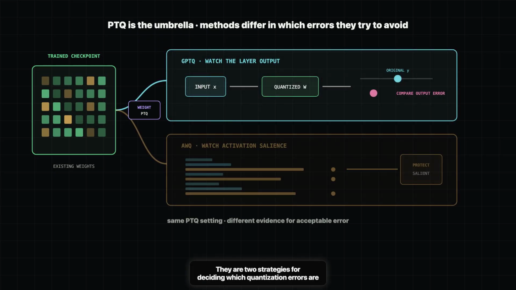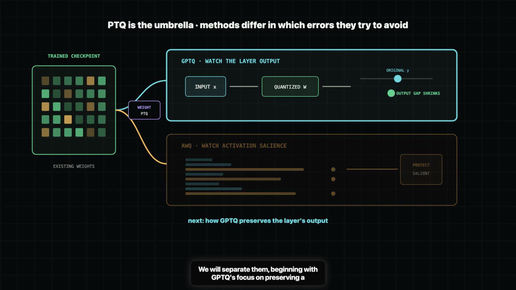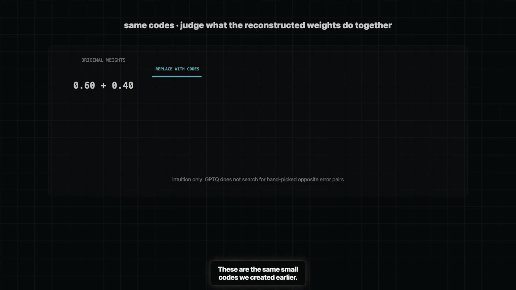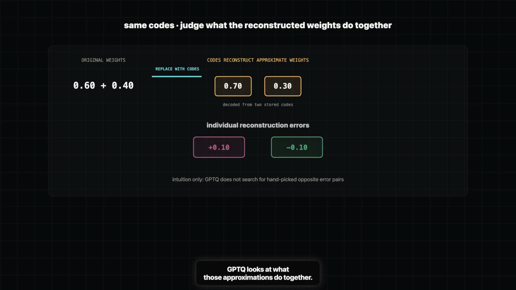There are two strategies for deciding which quantization errors are acceptable. We will separate them, beginning with GPTQ's focus on preserving a layer's output. These are the same small codes we created earlier. Each code reconstructs an approximate weight. Simple rounding tries to keep each reconstructed weight close to its original value. GPTQ looks at what those approximations do together. Take two weights acting on a simple input.